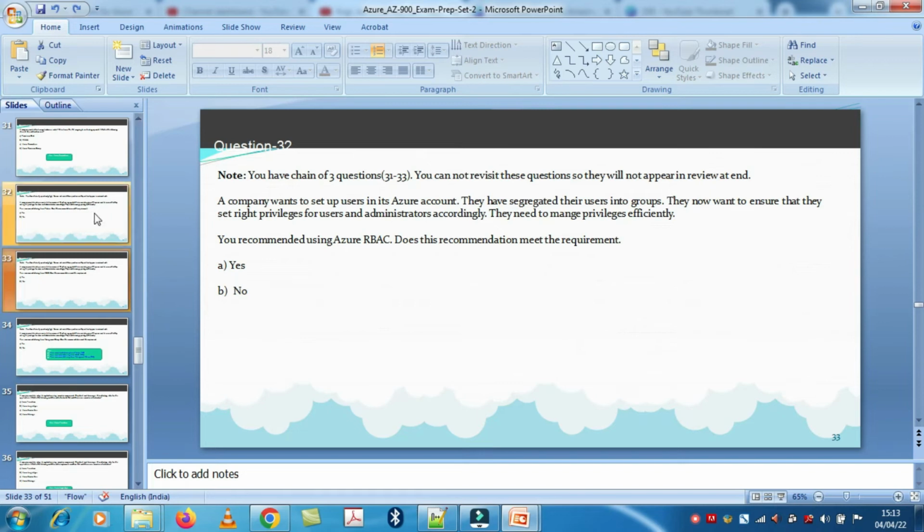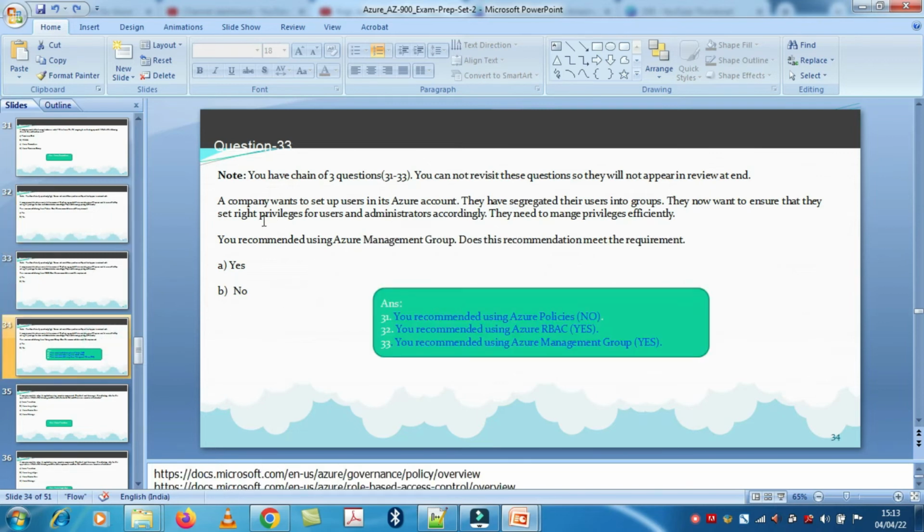Now the third question is, again, the same set of privileges. Now they are telling Azure management group. The question is the same. So the first one is no. And the second one is RBAC and Azure management group is the right answer.